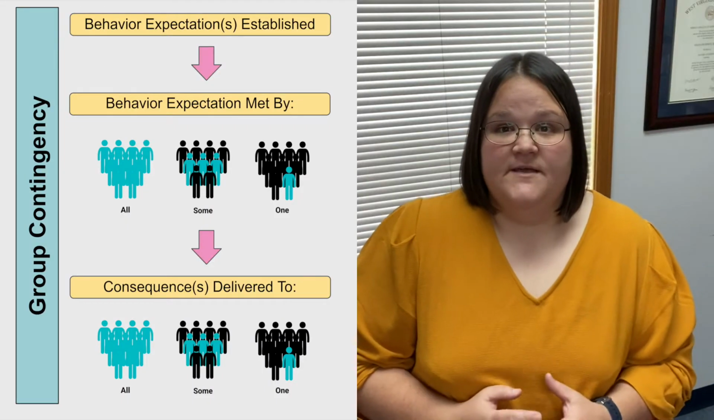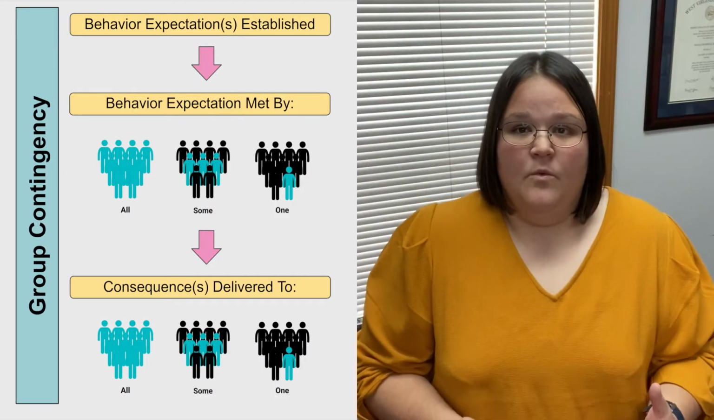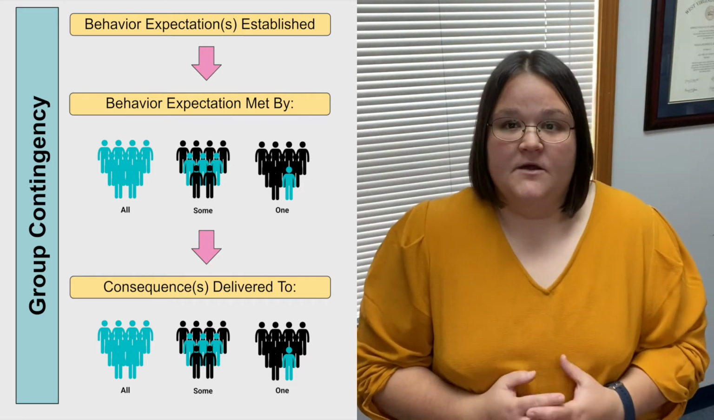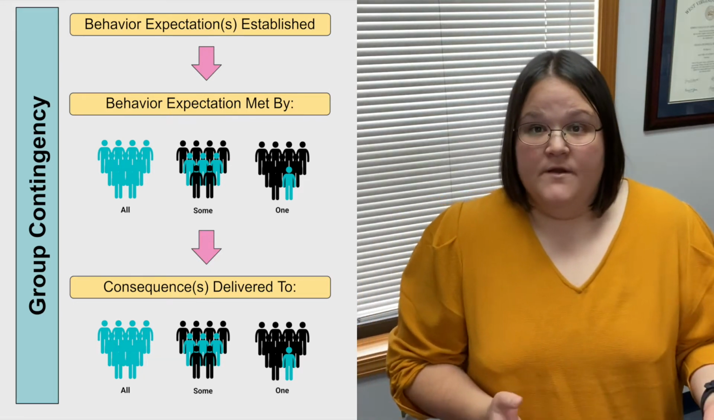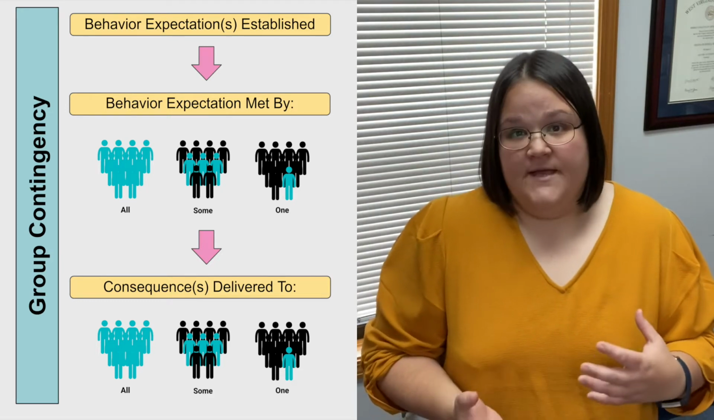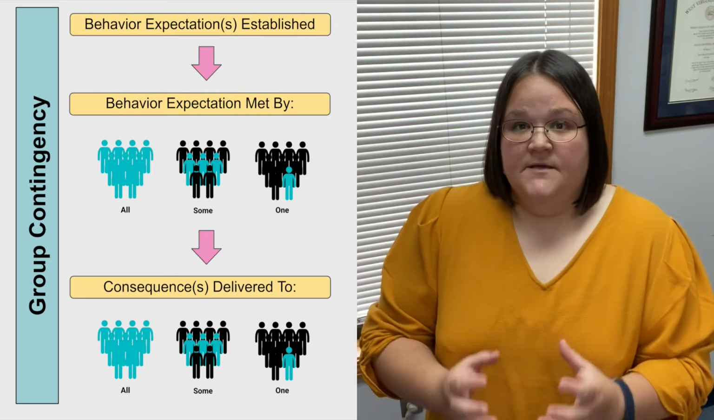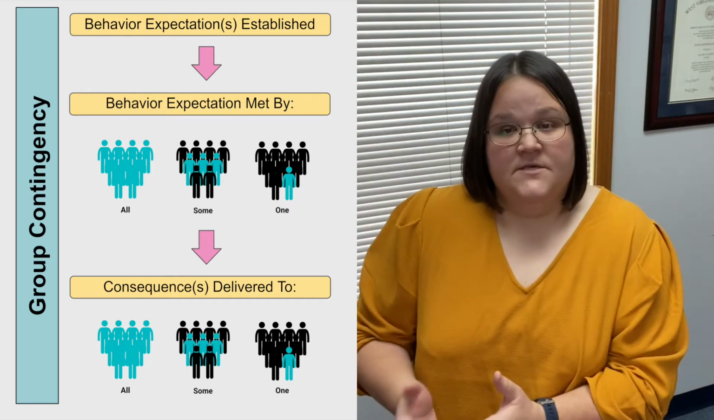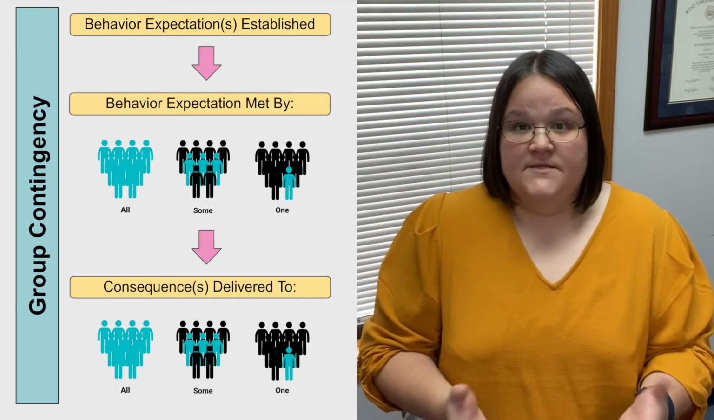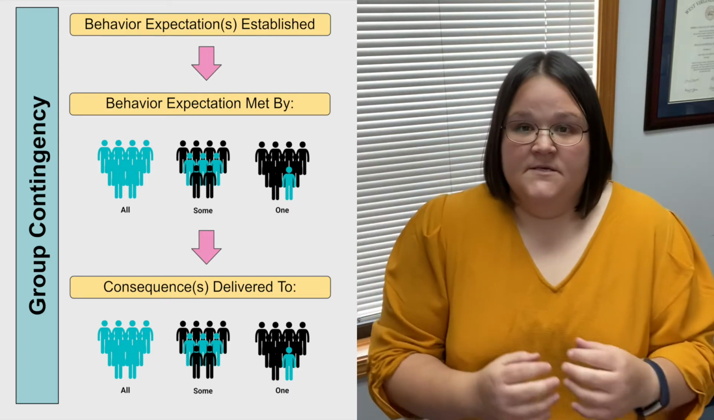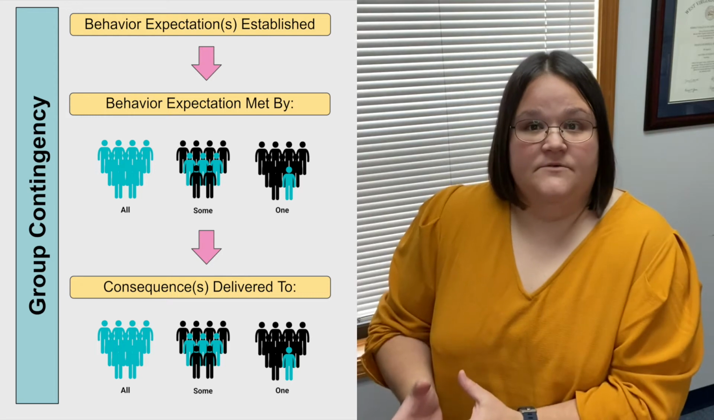Group contingency involves the teacher establishing one or more behavior expectations and then delivering a pre-planned consequence, usually a reward in the form of a preferred item, activity, or privilege to either the whole class, some students, or one student, depending on the performance or meeting the behavior expectation of the whole class, some students, or one student.